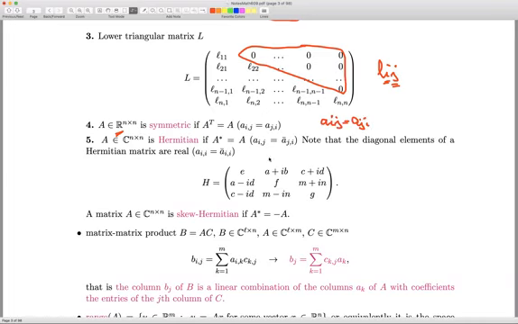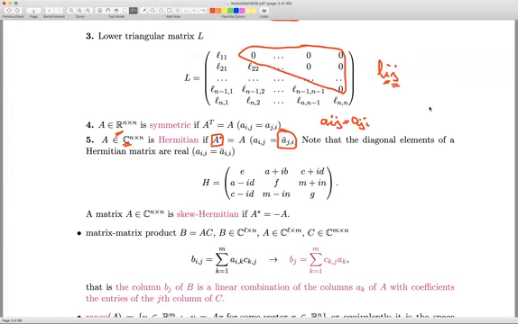A matrix is called a Hermitian matrix if it has complex entries, if it is a square matrix, and its conjugate transpose coincides with the matrix A. So by A star, we denote the conjugate transpose of the matrix. This is a matrix whose components are Aji with complex conjugation. What is complex conjugation?